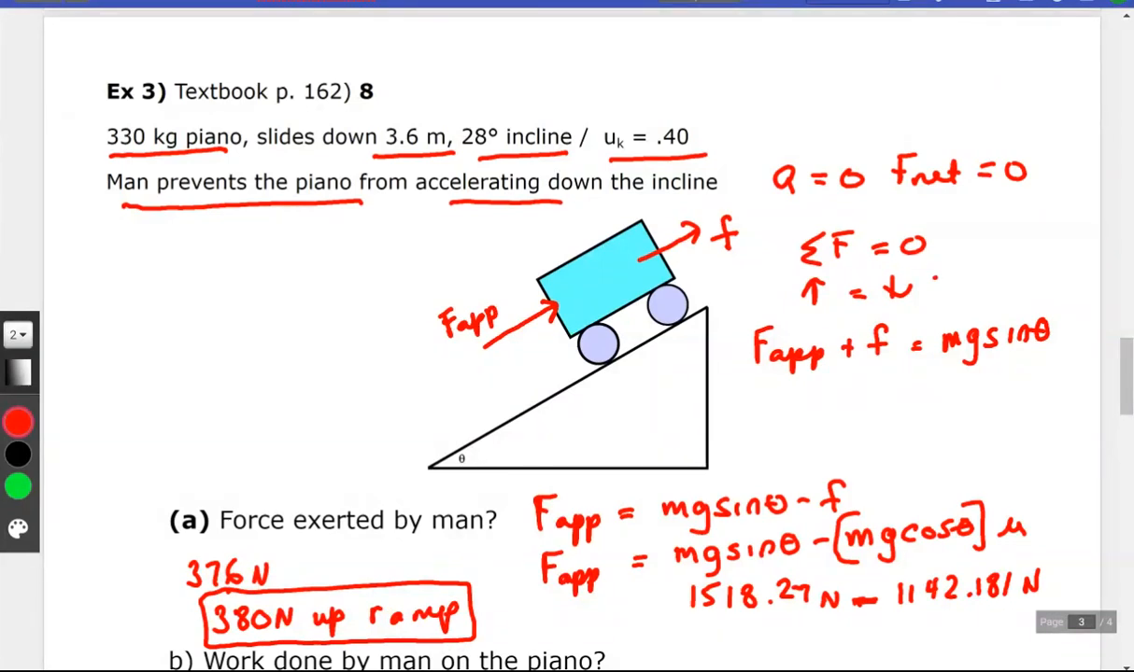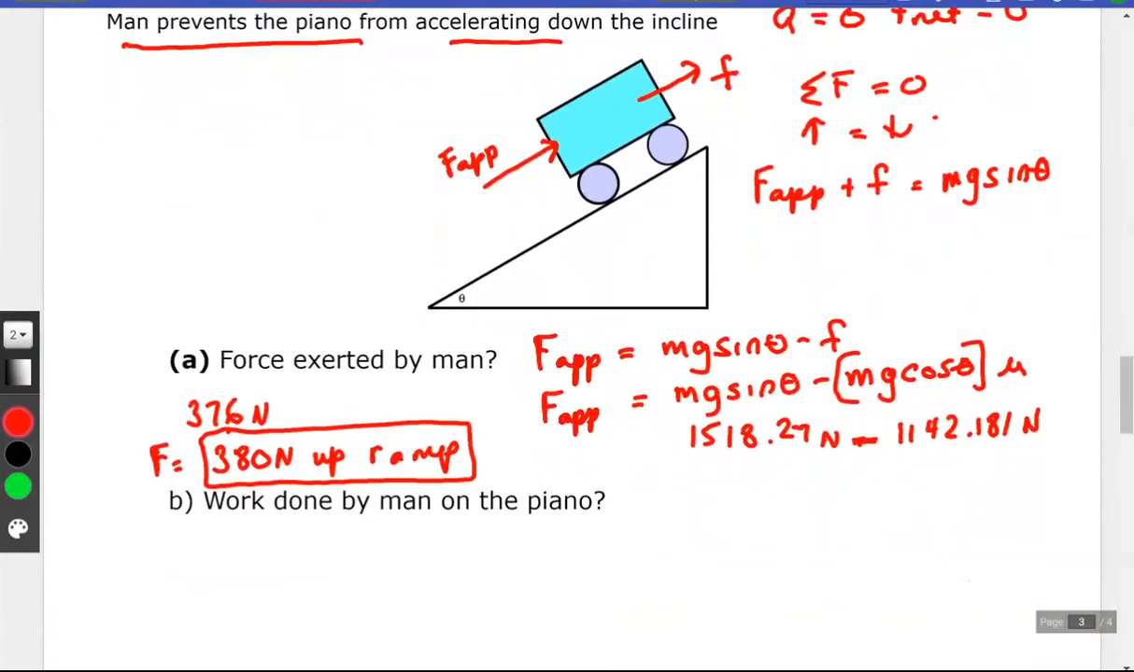So 380 newtons is the force. It's F. What is the work done by the man? Now, what kind of work does the man do? Well, let's see. The displacement is down the ramp, and he's applying a force up the ramp. He's doing negative work. Now, work is F cosine theta times d.